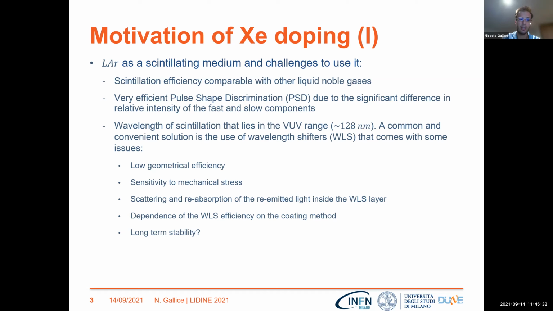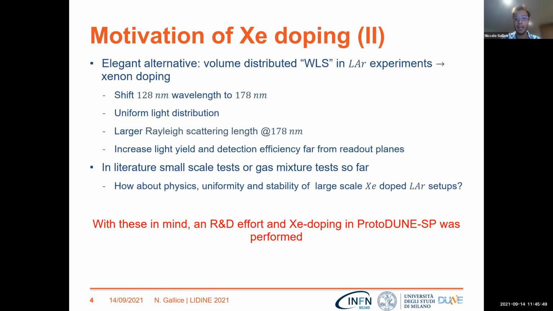Low geometrical efficiency, sensitivity to mechanical stresses, in some cases scattering and reabsorption of the emitted light inside the wavelength shifter, and dependence on the wavelength shifter and the coating method, and there are still questions about the long-term stability. So an elegant alternative would be a volume-distributed wavelength shifter in liquid argon experiments, thus xenon doping.